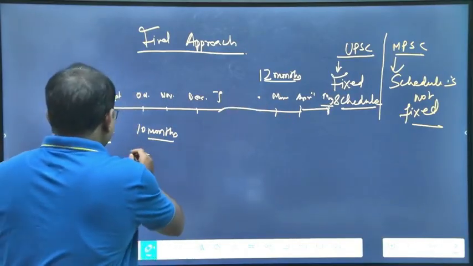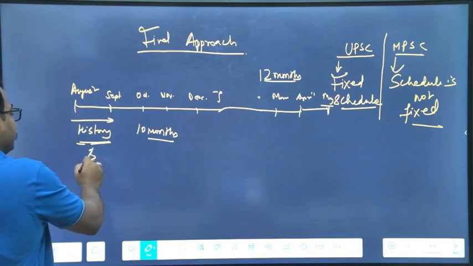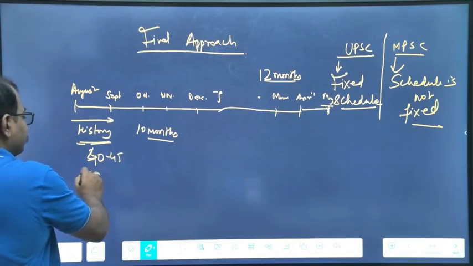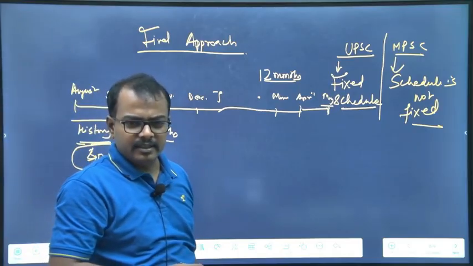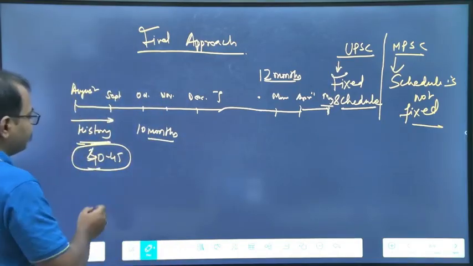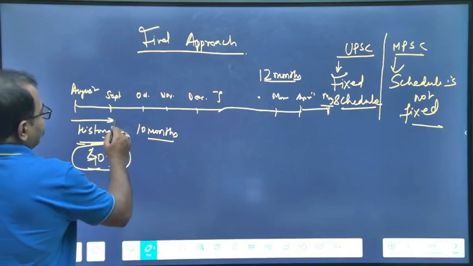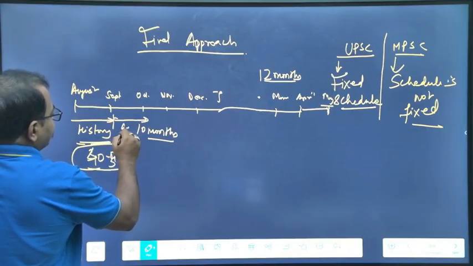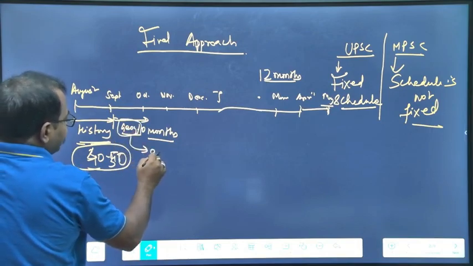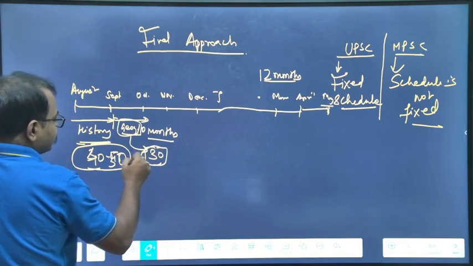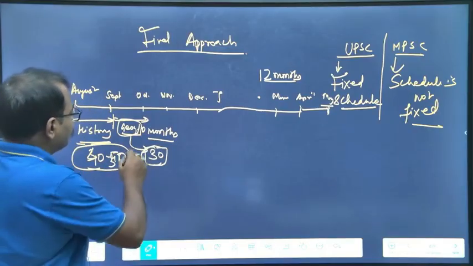Anyway, even history will take around 40 to 45 lectures. With modern history and everything, it will take 40, 45, 50 lectures. And then we will start with geography. Again, geography will take time, because these are the foundation subjects. So it will minimum take 30 lectures. And then we will go for other subjects.